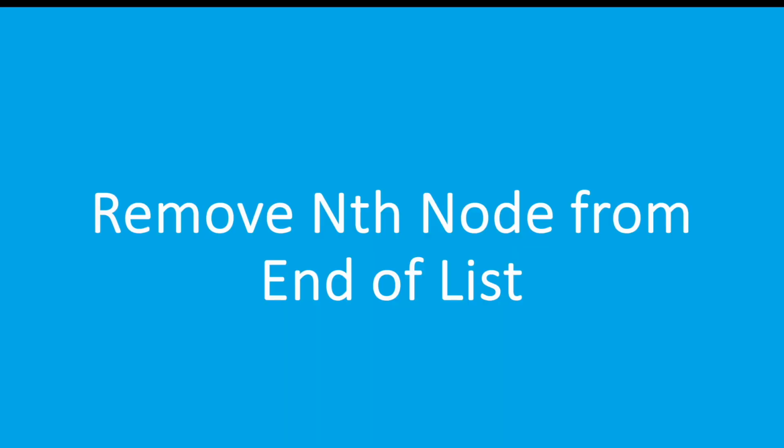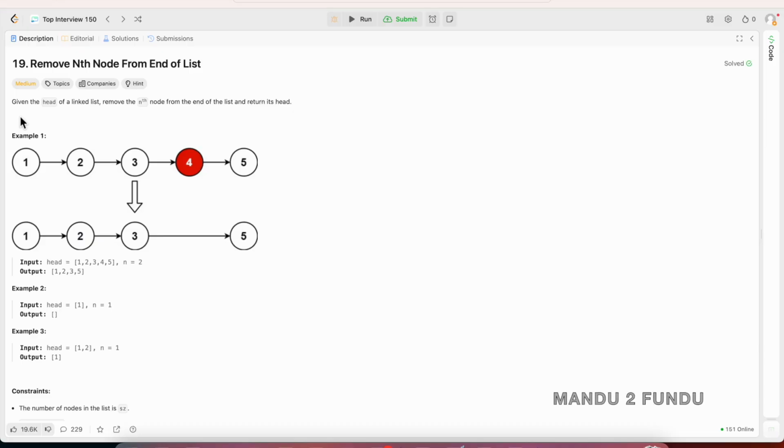In this video, I am going to discuss the solution for removing the nth node from the end of the list. Let's look at the problem description. We are given the head of a linked list and we have to remove the nth node from the end of the list and return its head.